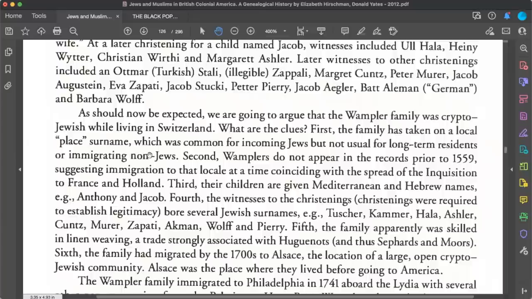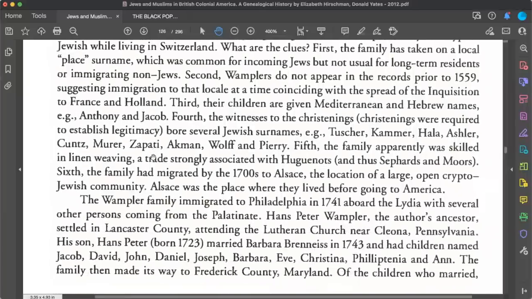Third, their children are given Mediterranean and Hebrew names, example, Anthony and Jacob. Fourth, the witnesses to the christenings, required to establish legitimacy, bore several Jewish surnames, example, Tusher, Tamer, Hala, Ashler, Kuntz, Moorer, Sapati, Achman, Wolf, and Pieri. Fifth, the family apparently was skilled in linen, weaving, and trade, strongly associated with Huguenots, and thus Sephards and Moors. They were Moors, all right? The author, I believe this is a white lady, or so-called white, excuse me, pale-skinned person, right?